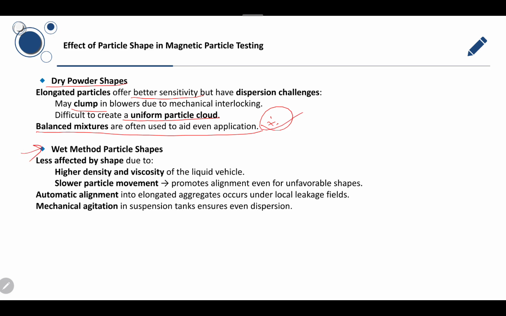Wet method particle shapes. Particle shape is less affected by the carrier in the wet method compared to dry powder. This is due to the higher density and viscosity of the liquid vehicle, which slows particle movement and promotes alignment even for less favorable shapes. Furthermore, automatic alignment into elongated aggregates naturally occurs under local leakage fields in the wet bath only. Mechanical agitation in suspension tanks ensures even dispersion of particles throughout the bath.